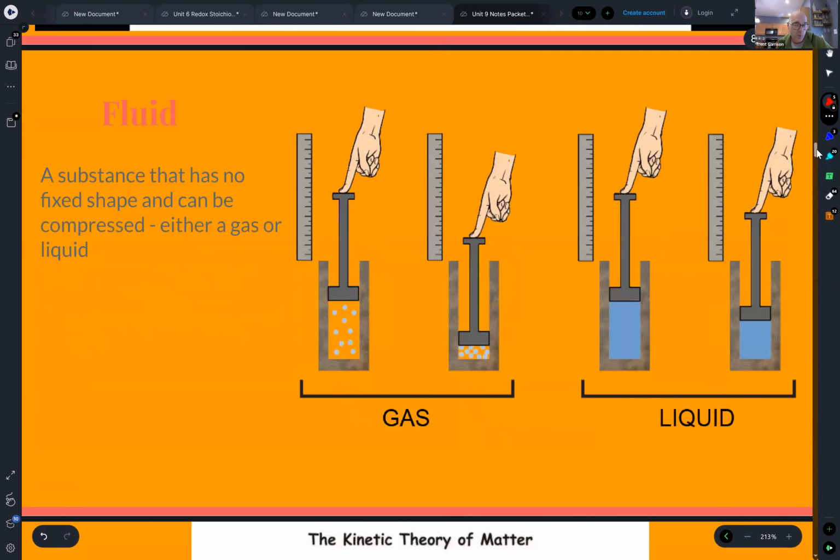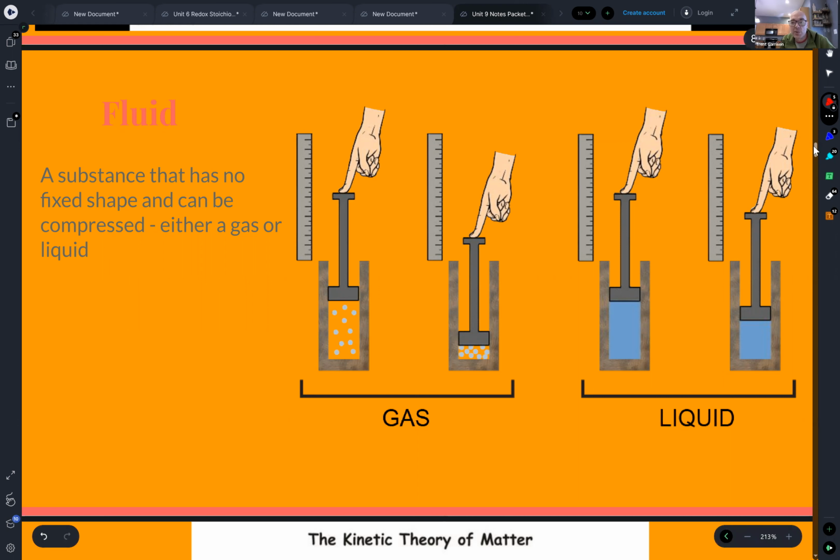One of the words I mentioned before is fluid. I want you to be aware that gases and liquids are both fluids. We think about fluids as just being liquids, but gases also are fluids because they can easily be poured. They are free to move, and they can be compressed. Notice that liquids cannot be compressed as much as gases, and that's because gas particles are further apart, so it's easier for us to push them together than a liquid. Liquids are a little closer together, so we can't compress them as much.